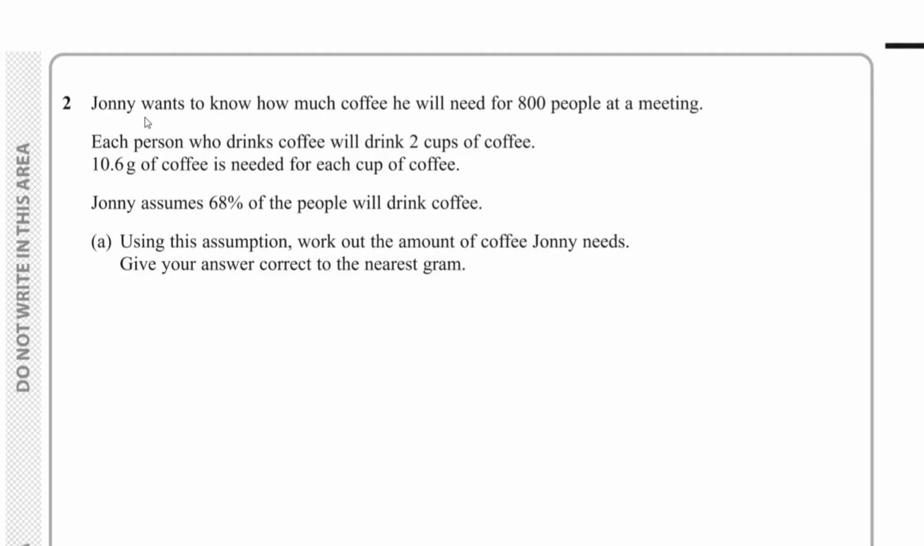Question number 2. Johnny wants to know how much coffee he will need for 800 people at a meeting. Each person who drinks coffee will drink 2 cups of coffee. 10.6 grams of coffee is needed for each cup of coffee. Johnny assumes 68% of the people will drink coffee. Part A, using this assumption, we have to work out the amount of coffee Johnny needs. Give your answer correct to the nearest gram.